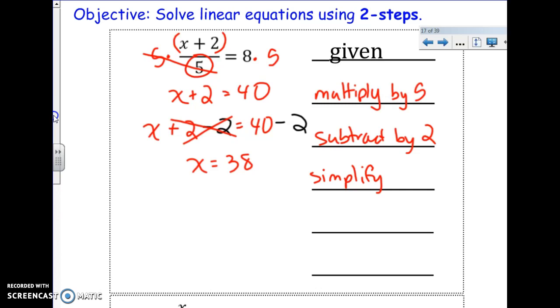All right, so let's check to make sure it's right. If I put 38 plus 2 and divide all of that by 5, will I get 8? Well, again, this is a grouping symbol. 38 plus 2 is 40. 40 divided by 5 is 8. So I checked it.